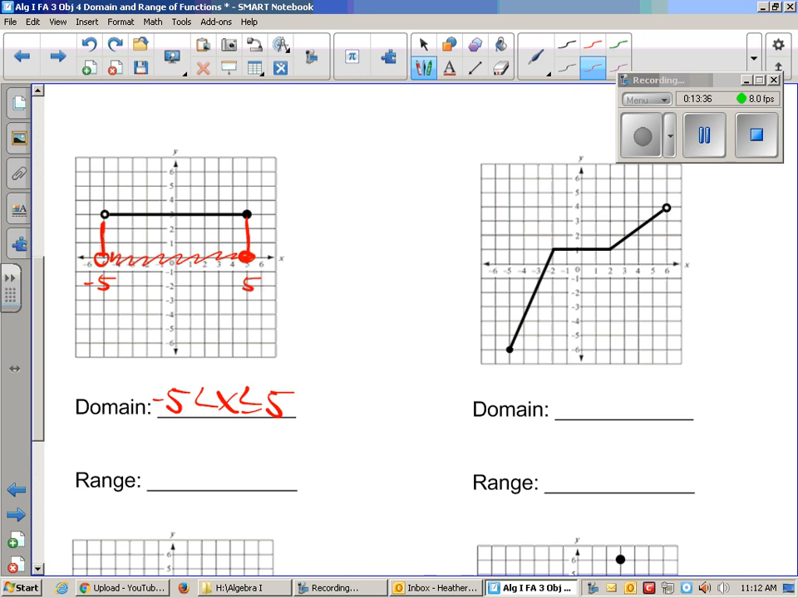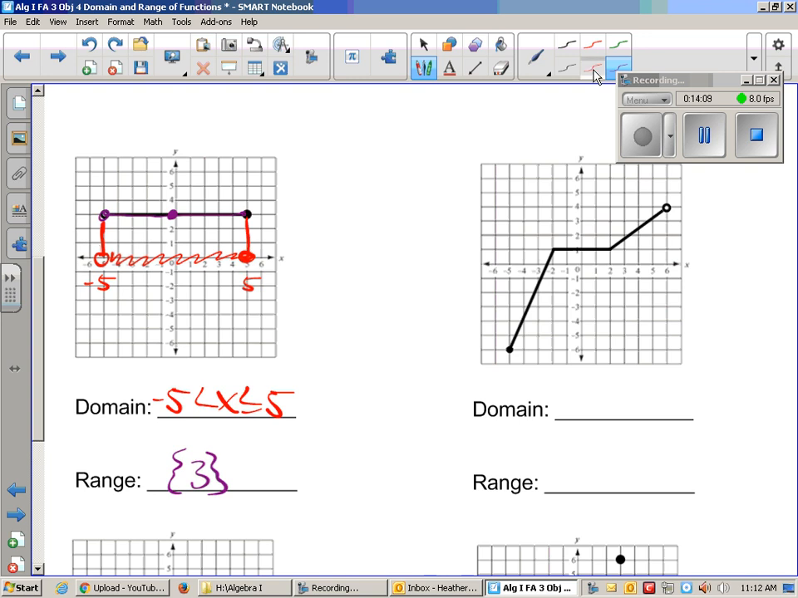Now my range is so easy, it's hard. If I look at this point and draw to the y-axis, and this point draw to the y-axis, I get the same exact point, 3. The range, my output, my y's are 3 for the whole entire graph. So how do I do that? Since it's just a single number, we write it inside curly brackets. That's it.